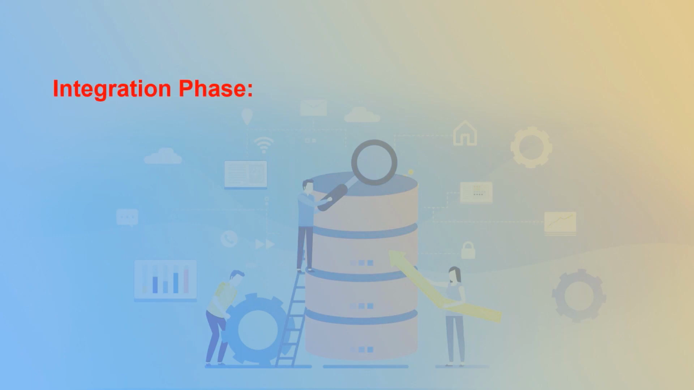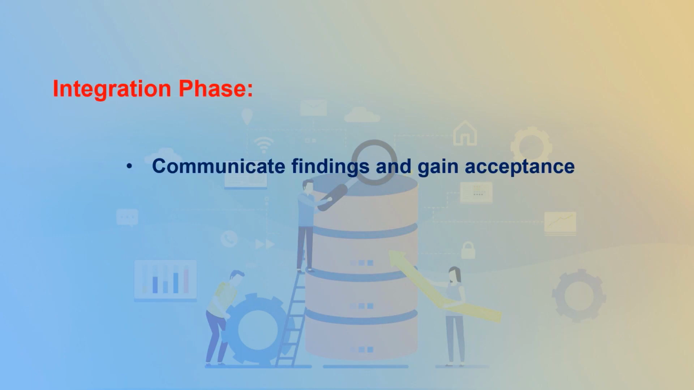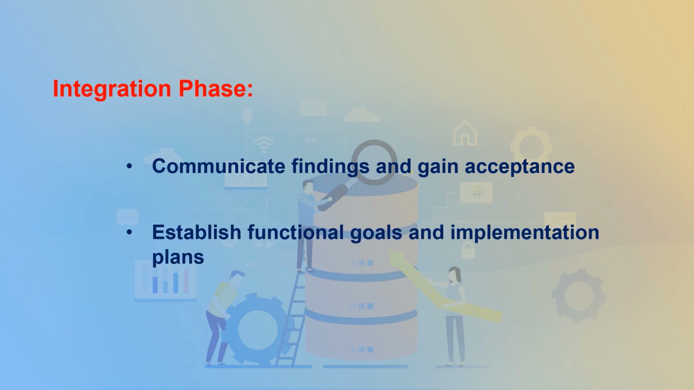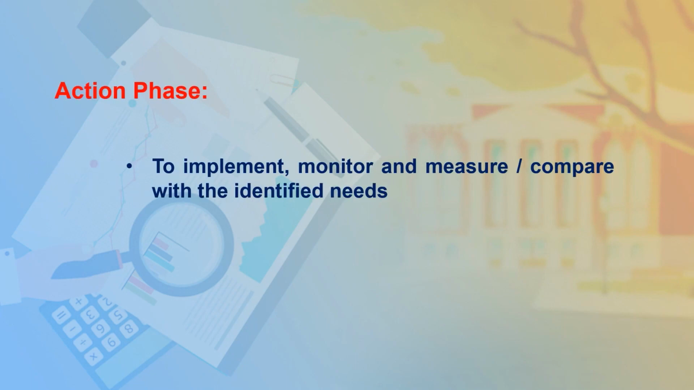Integration phase has 2 steps: communicate findings and gain acceptance, and number 2, establish functional goals and implementation plans. Finally, in action, to implement, monitor, measure or compare with the identified needs.